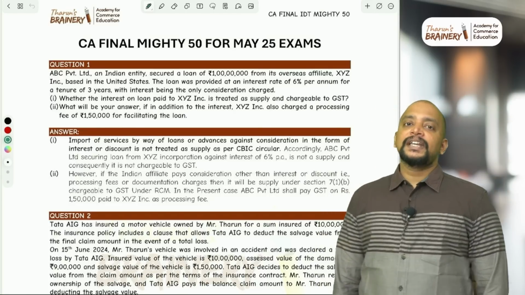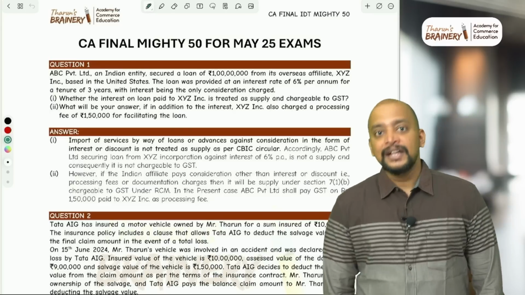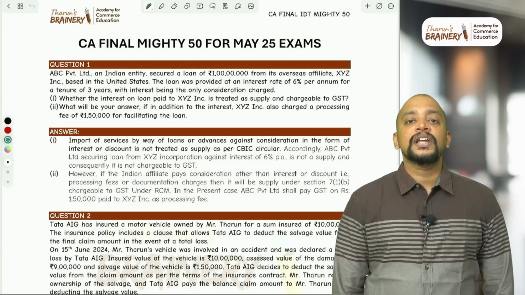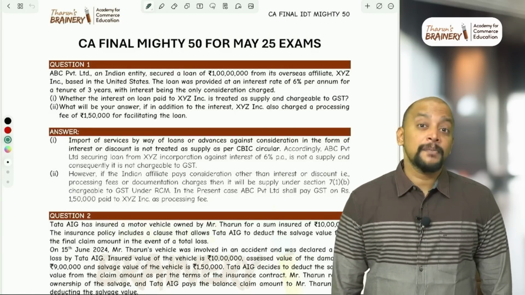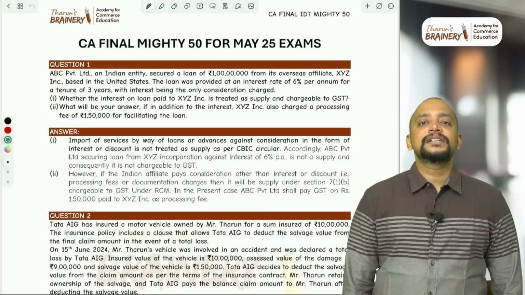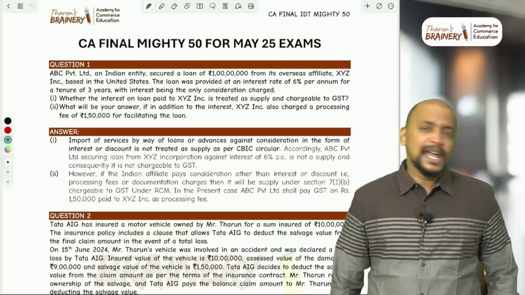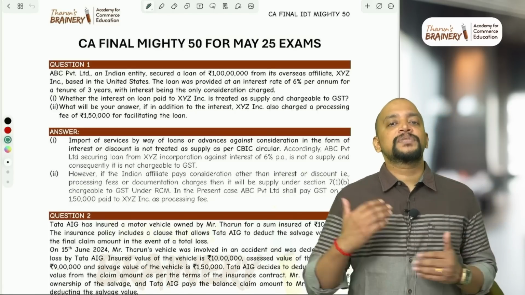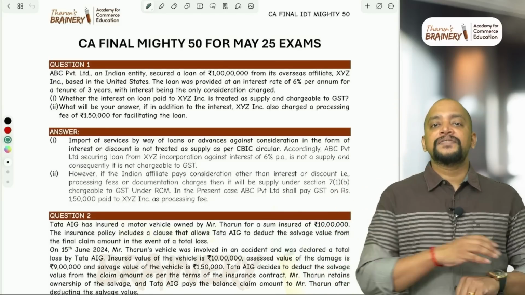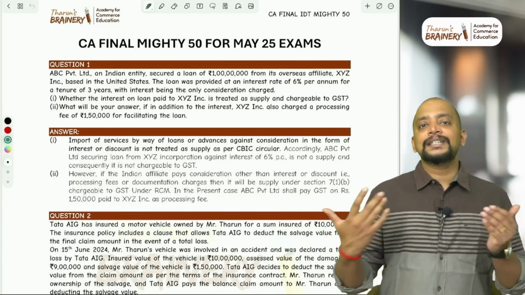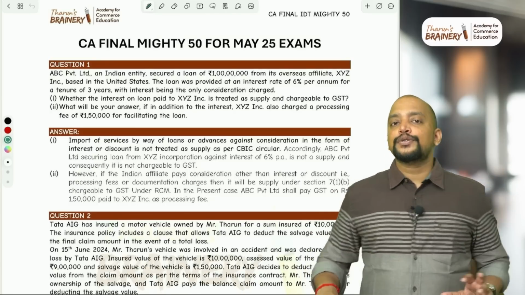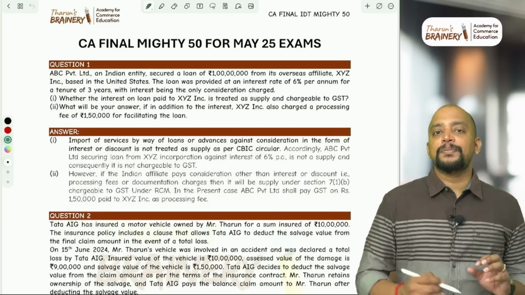For that purpose, they have brought this circular, which says that if the consideration is represented only by way of interest, then that particular loan taken will not become supply. Suppose the consideration is other than interest, any other charges, then it will become supply, and it is import of services, RCM, and rule 28 will come because it is the import of service from a related person. So valuation rule 28 will be applicable in this case.